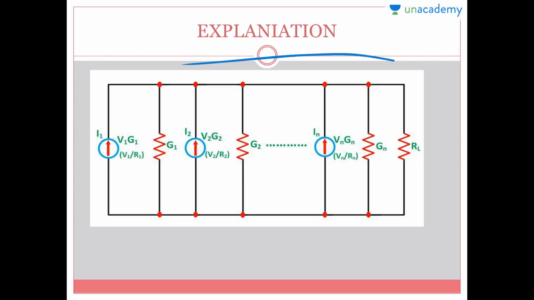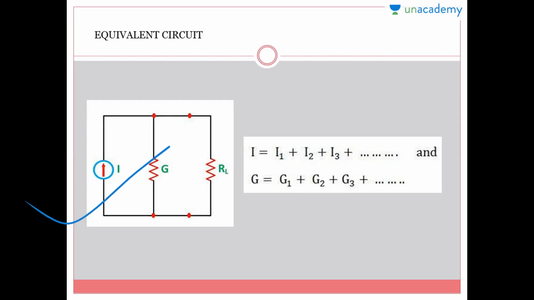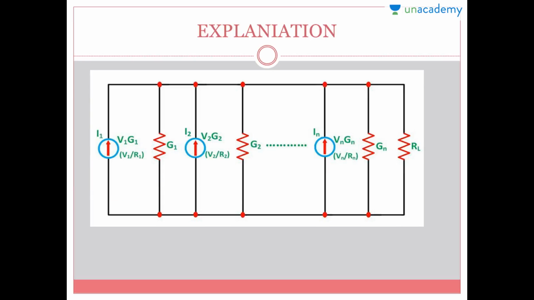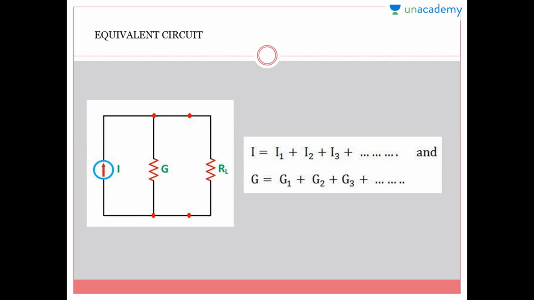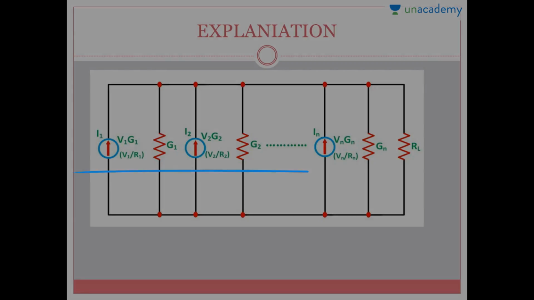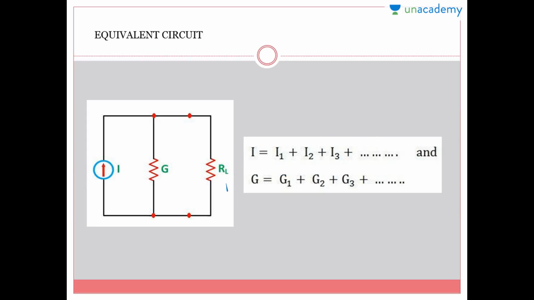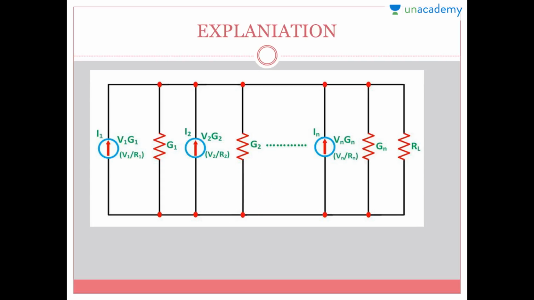Now, assuming a DC network of numerous parallel voltage sources with internal resistance supplying power to the load RL, as shown in the figure. Let I represent the resultant current of all the parallel current sources, and G is the equivalent conductance. So how to find the I? Here, for the equivalent current, just add up all the currents, and in order to find this G, we'll add up all the G's. G1, G2 and so on are the conductances here.